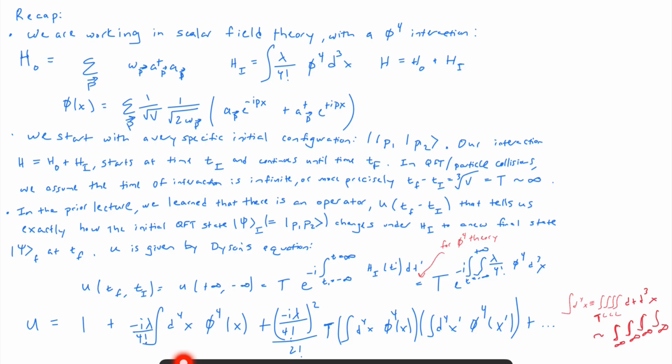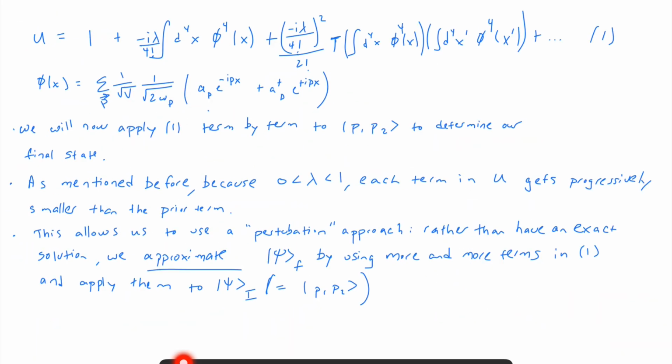And here, when we use this single integral d4x, what that really stands for is a 4-dimensional integral over essentially infinity, or all the dimensions of our space-time box where our interaction takes place. So this is U over here. We're now going to apply U term by term to our initial state to determine our final state, and really look at this final calculation for scattering.